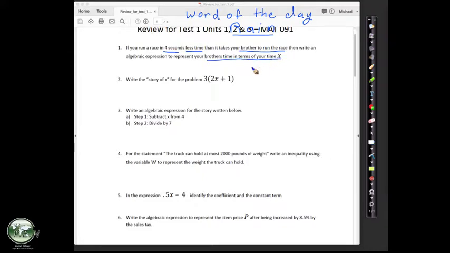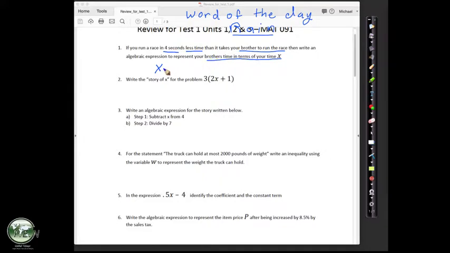So who is x? You. So x is your time. Who's faster, you or your brother? Brother. You run a race in 4 seconds less time. It took you 4 seconds less than your brother. Who finished first? You did, yes. So you are faster than your brother.